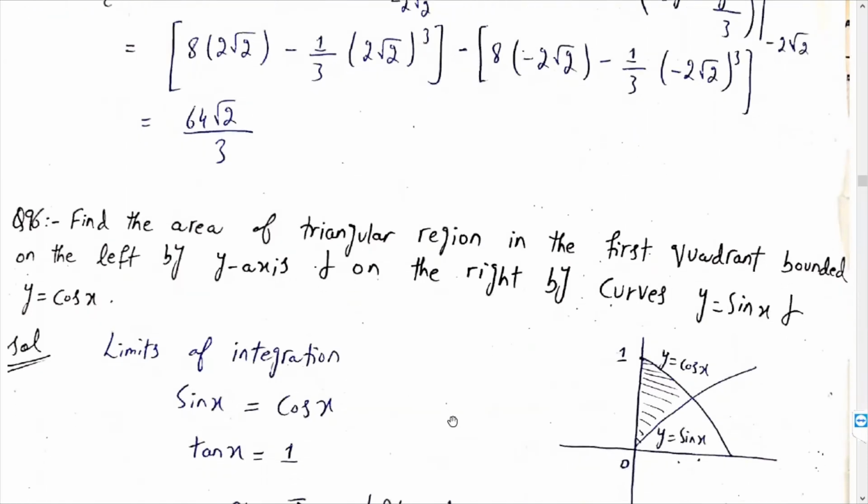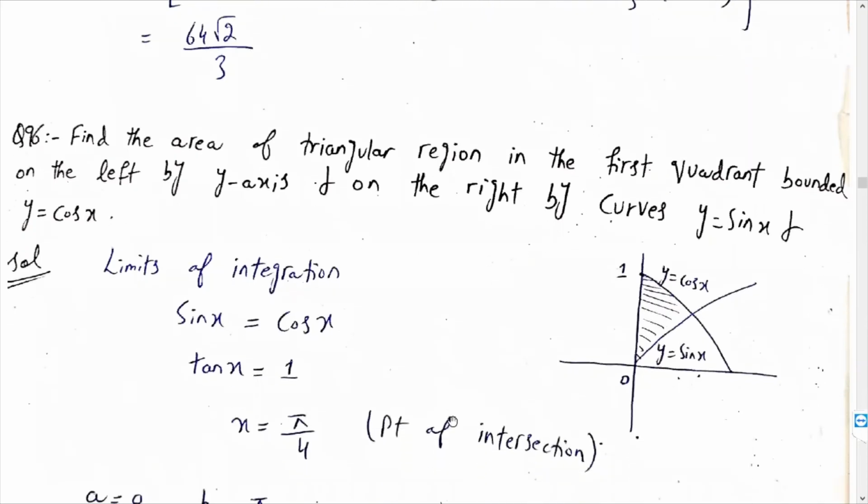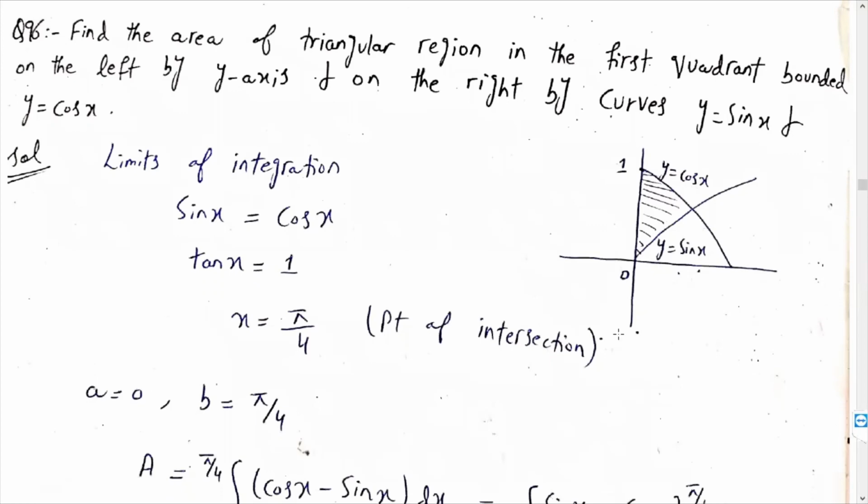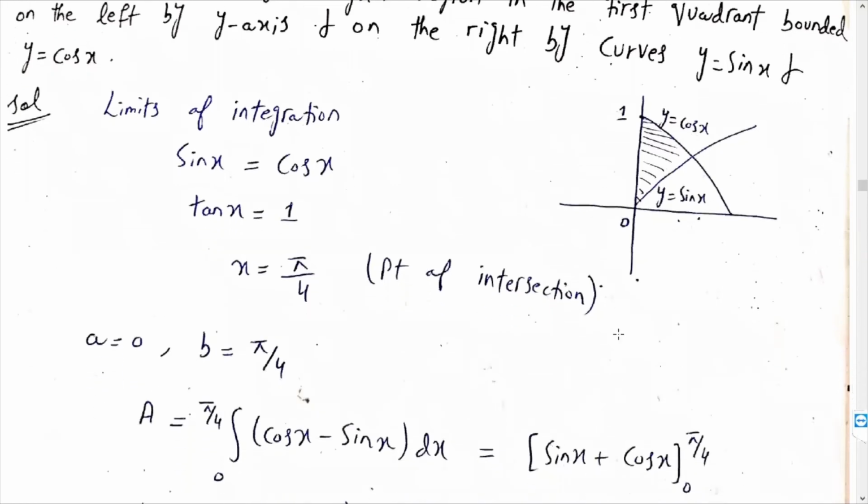Now, here in question number 96, you have to find the area of a triangular region in the first quadrant, bounded on the left by the y-axis and bounded on the right by the curves sine x and cos x. As both functions are in terms of x, we can compare them to find the limits of integration. So comparing them, I get x equals pi by 4. So the point of intersection is pi by 4. The lower limit is 0, the upper limit is pi by 4.